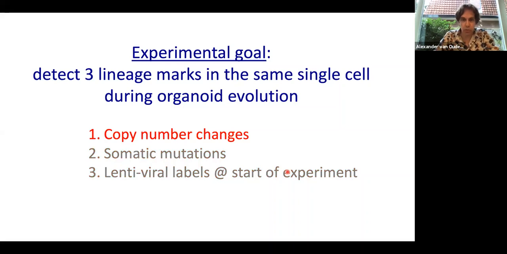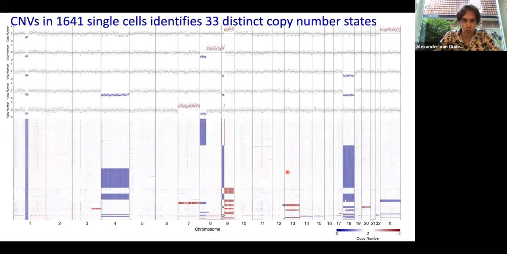Okay, let me first focus on the copy number changes. I will not go through the details of how we measure it, but basically we take the genome of a single cell, digest it with a restriction enzyme, and ligate adapters to it that have a T7 promoter. And this T7 promoter will produce RNA when you do an in vitro transcription step. This last part is actually the same chemistry that is now also used in the 10x system, but here it is done for DNA.